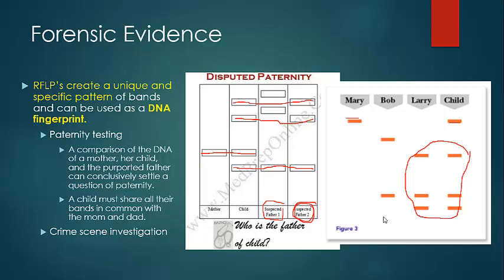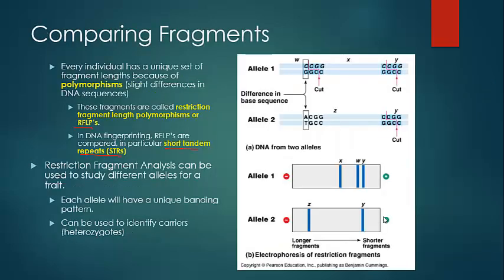Another thing that we can use gel electrophoresis to do is determine if an individual is homozygous for a gene or heterozygous for a gene. If we run two alleles through gel electrophoresis and they have the same banding pattern, we know that individual is homozygous. However, if they have a different banding pattern, we know that individual has to be heterozygous.